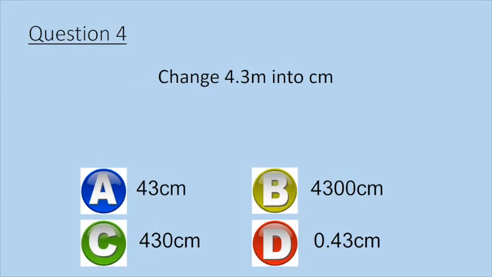Okay, question number 4 looks sort of quite easy on the surface, but actually what you've got to know is that 1 metre equals 100 centimetres. So 400 centimetres equals 4 metres. So 0.3 is going to be 30 centimetres. So it's going to be 400, which are your 4 metres, and 30 centimetres. So it's answer C, 430 centimetres.